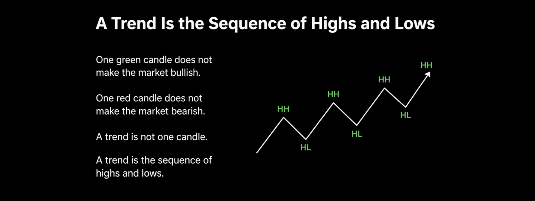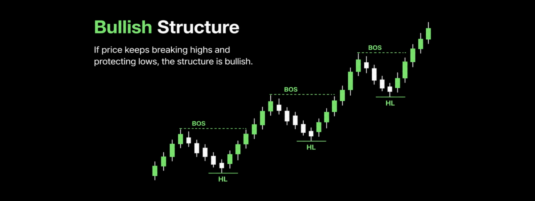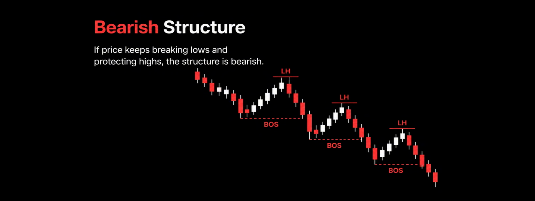Now remember this clearly. One green candle does not make the market bullish. One red candle does not make the market bearish. A trend is not one candle. A trend is the sequence of highs and lows. If price keeps breaking highs and protecting lows, the structure is bullish. If price keeps breaking lows and protecting highs, the structure is bearish. That sequence is what shows order flow.